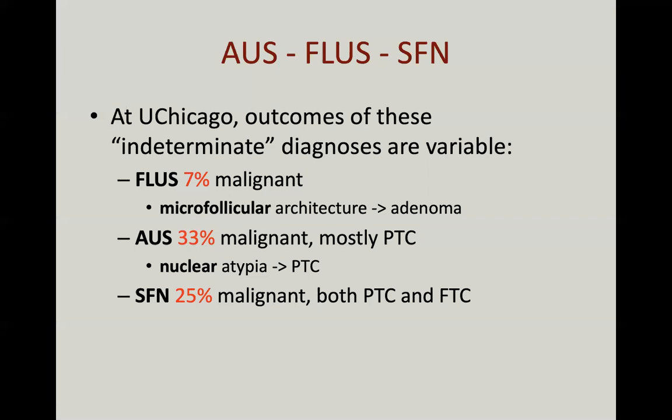Now, suspicious for follicular neoplasm has similar rates of malignancy in our institution, about 25%. And this ends up being a hybrid of papillary and follicular carcinomas. If you think about it, sometimes the nuclear features are subtle and they're more obvious on resection, and so they end up being PTCs and having invasion. And sometimes the nuclear features are in fact bland, but they end up having capsular invasion and they end up being follicular carcinomas. Okay, does that make sense?